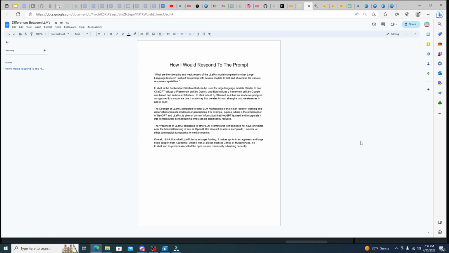The weakness of Llama compared to other LLM frameworks is that it doesn't have anywhere near the financial backing of, say, an OpenAI. It's also not as robust as OpenAI, Lambda, or other commercial frameworks for similar reasons. Overall, I think that Llama lacks in larger funding. What it lacks in larger funding, it makes up for in scrappiness and large-scale support from academia. When I look at places such as GitHub or Hugging Face, it's Llama and its predecessors that the open source community is backing currently.